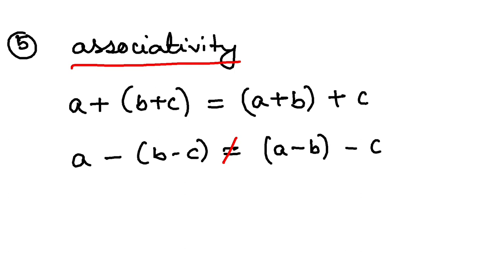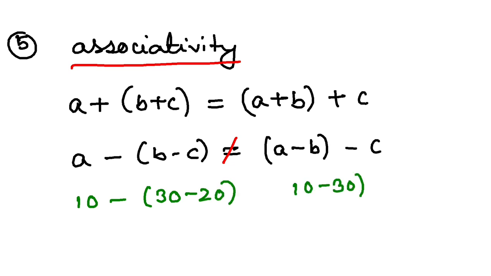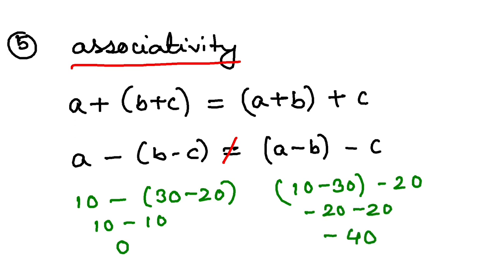Let me give an example. (10 minus 30) minus 20. On this side, 10 minus 30 is minus 20, minus 20 is minus 40. So what will be the result this side? Minus 40. What will be the result this side, 10 minus (30 minus 20)? 0. See, they are not equal, isn't it?